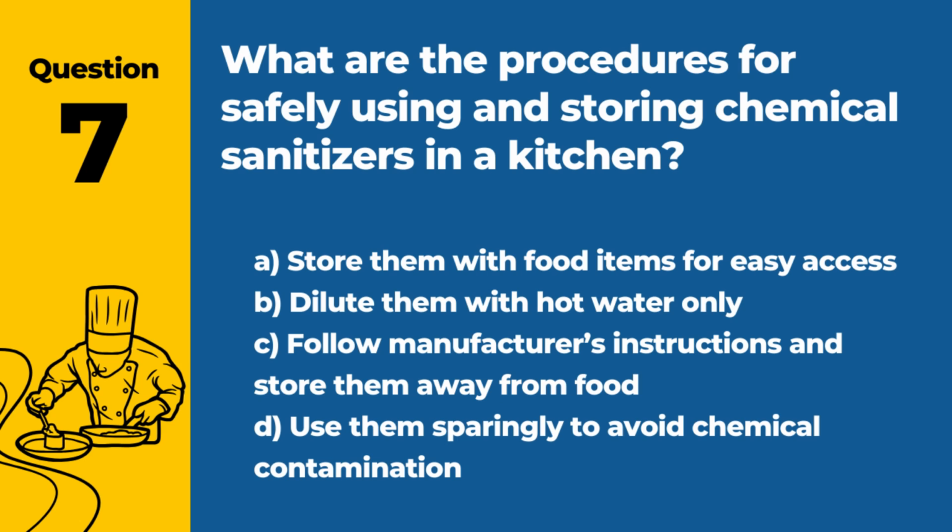Question 7. What are the procedures for safely using and storing chemical sanitizers in a kitchen? A. Store them with food items for easy access. B. Dilute them with hot water only. C. Follow manufacturer's instructions and store them away from food. D. Use them sparingly to avoid chemical contamination.